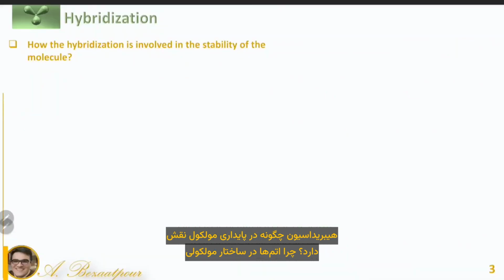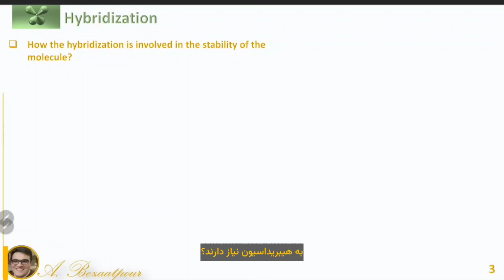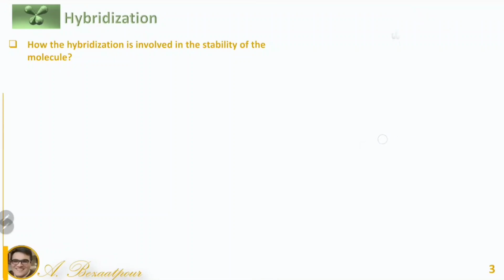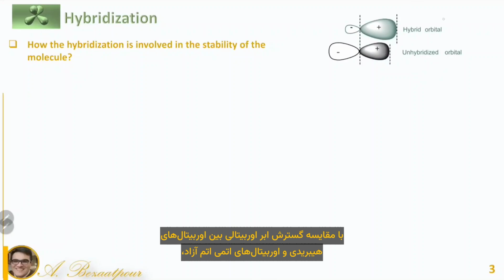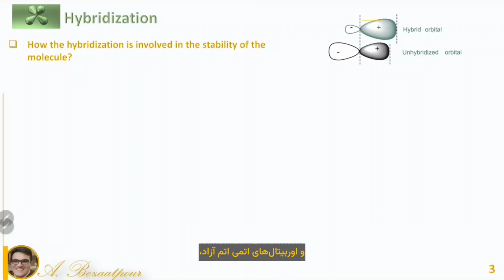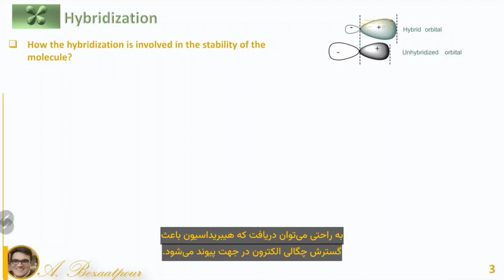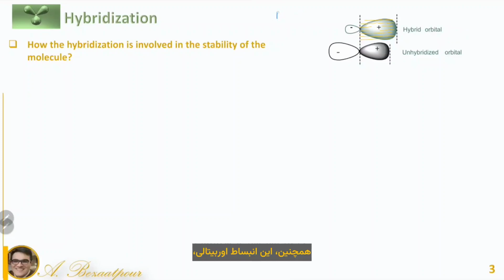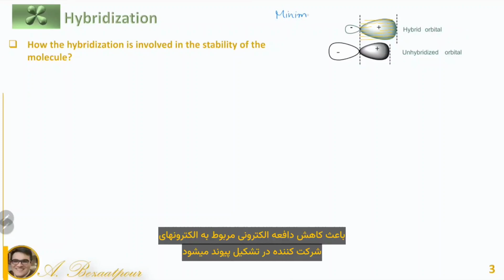How is hybridization involved in the stability of the molecule? Why do atoms in the molecular structure need hybridization? By comparing the orbital expansion between the hybrid orbitals and the isolated atomic orbitals, we can easily see that hybridization extends the electron density in the bonding direction. Also, this orbital expansion minimizes the repulsion between the electrons that occupy them in bond making.